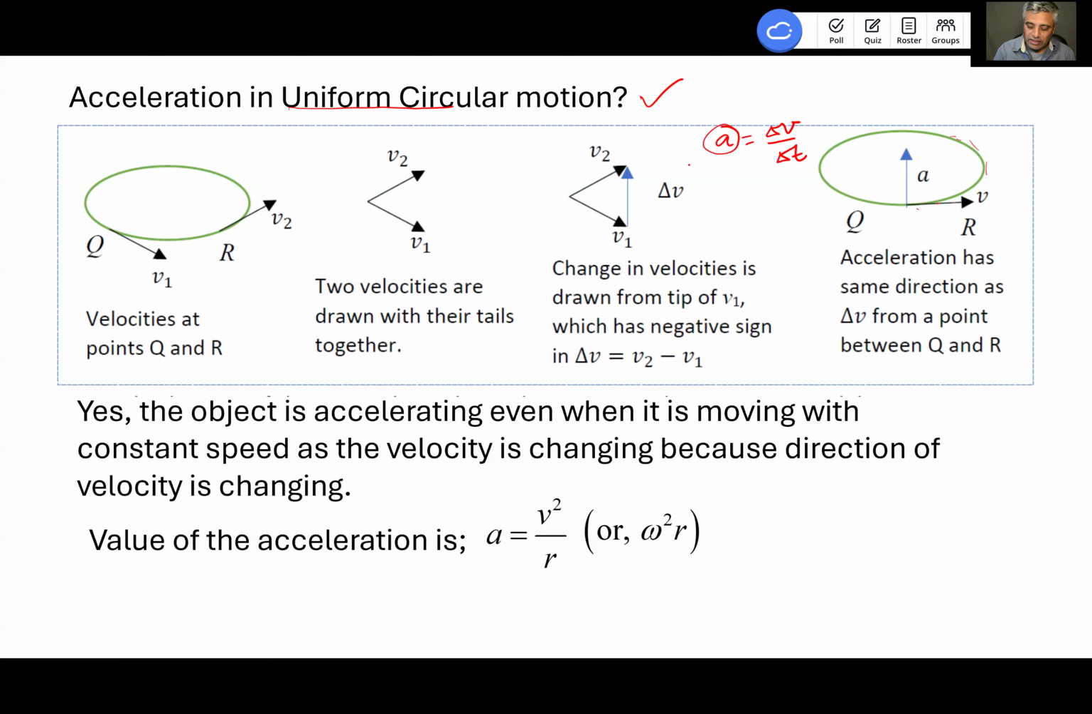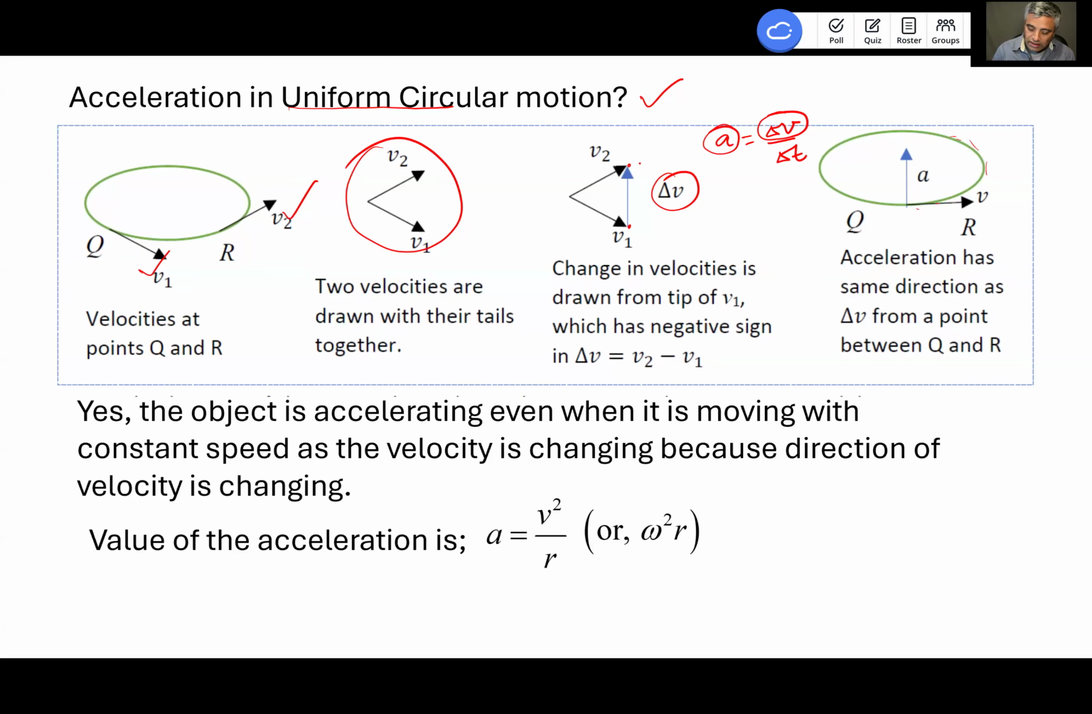So the direction of acceleration, or in this case, average acceleration, is going to be the same as the direction of change in velocity. And we have learned how to draw a change in velocity vector from given two velocity vectors by putting tails together and then drawing the change in velocity vector from the tip of initial to the tip of final. So that we have already done. Since we're going to be using this idea today, I'm just reviewing this, okay?